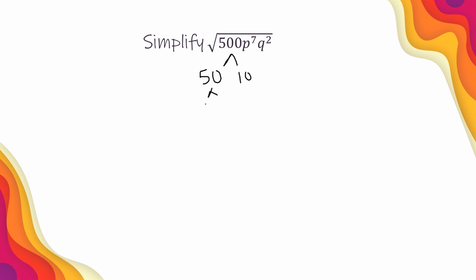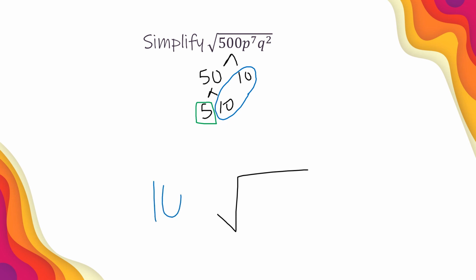And then 50 I can break down into 5 and 10. So now I've already got a pair of 10s, and then I have a single 5. So I didn't need to make this factor tree too long. So couples go out. I've just got one couple, so I don't need to worry about multiplying. So 10 is going to be in front, and then I have a single 5.